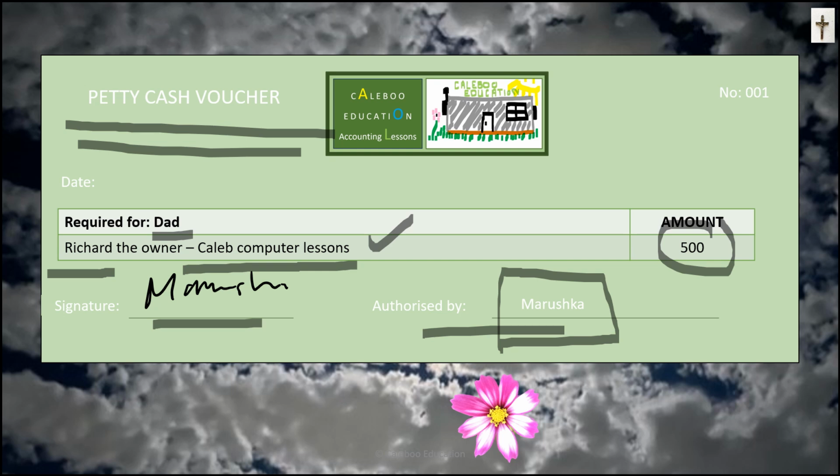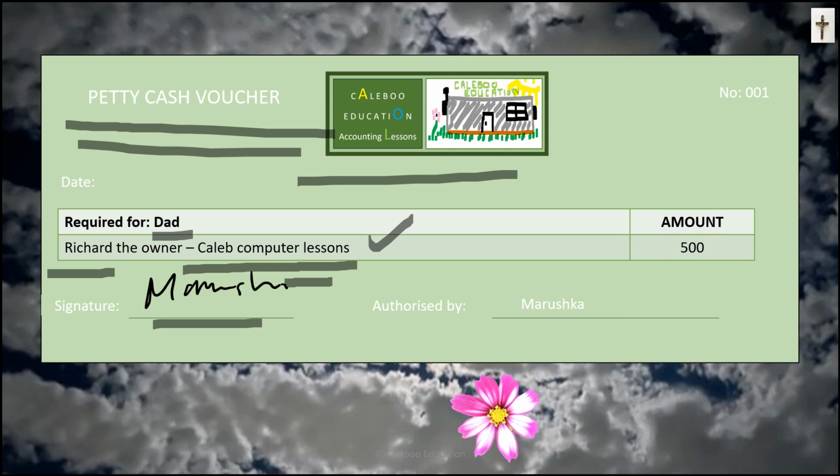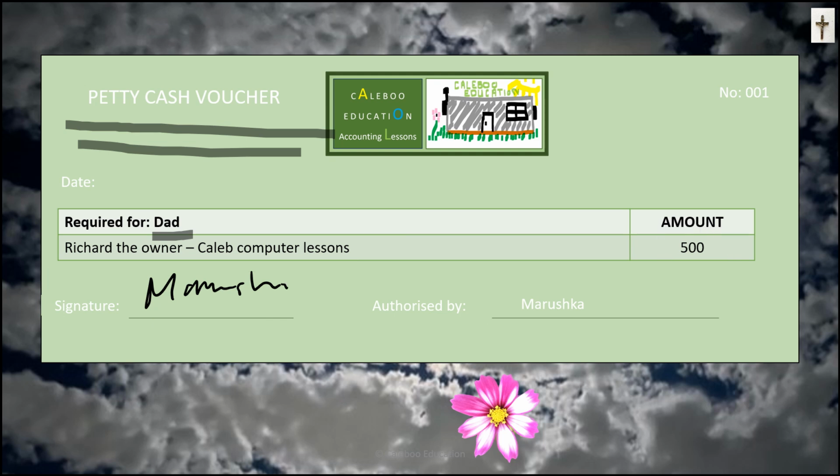I would require a receipt from the lady in charge of the computer lessons. I need to bring this back to Marushka, Mommy, Caleb's mother. In this case, she's the petty cashier of Calibu Education, and she is very good at admin. She's going to record this information and file the document with the supporting documentation.